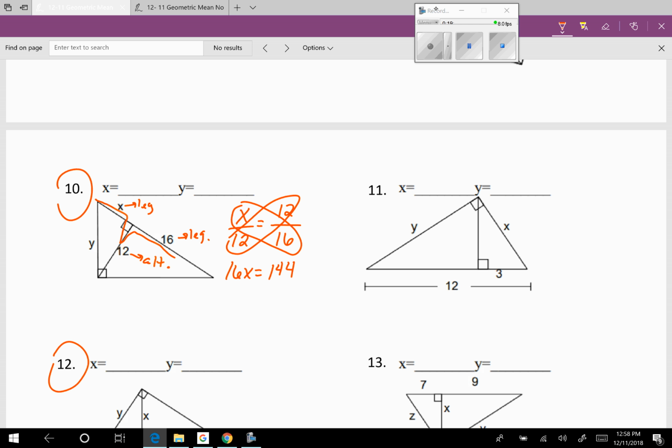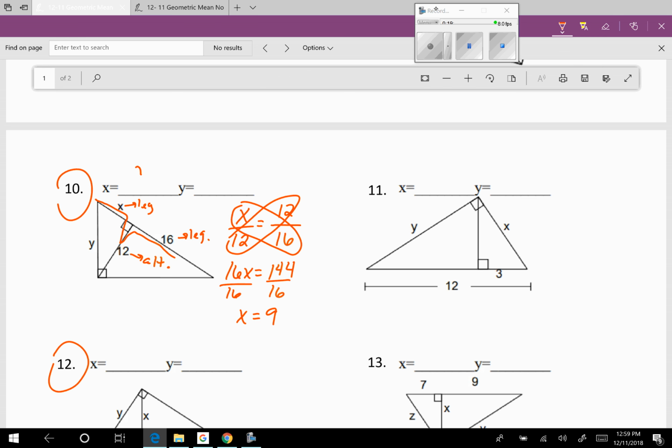And so now, look, there's no square root that has to be done because this is just x. We want to get rid of 16, so divide by 16. And so then you guys will figure out what x is. So what is x? It's 9. Very good. So x is 9.